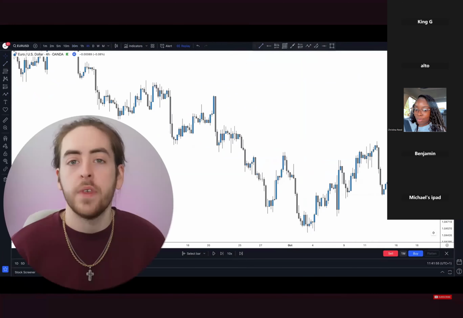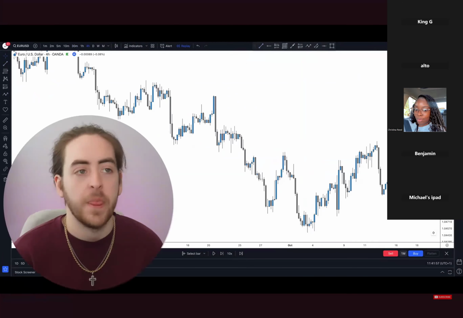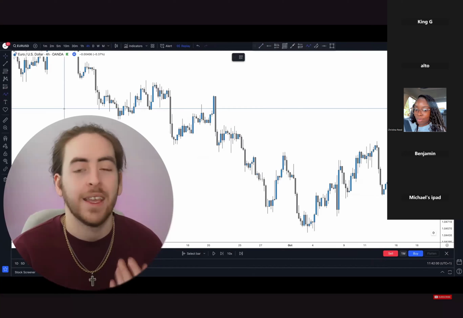Now, one thing that people get stuck with structure is looking at every single little intricate move and getting confused.